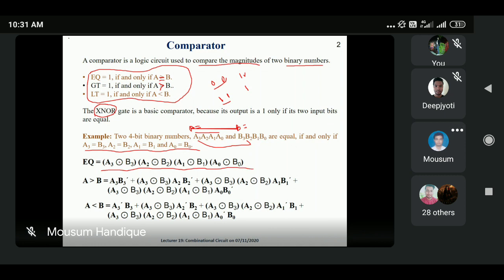Here we are using the XNOR operation. That means if A3 is 0, then B3 is also 0. Or if this one is 1, this one is also 1. Similarly, if A2 is 0, then B2 is 0, and if A2 is 1, then B2 is 1. So it is the equality property of the comparator. This one we can solve.